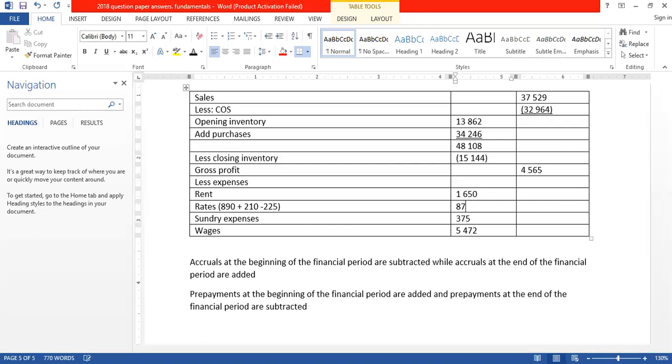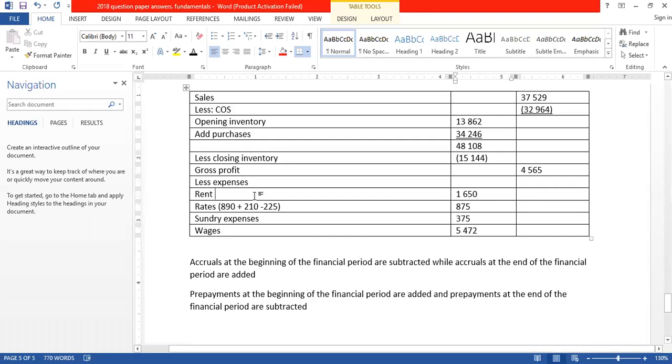So our amount of 875. Okay, and then we move on. I think we also had another accrual. We had an accrual of rent owing. So rent owing at the beginning of the period is subtracted, and or accruals. Rent owing meaning accrued, it is not paid, it's owing. Therefore, rent at the beginning is subtracted.